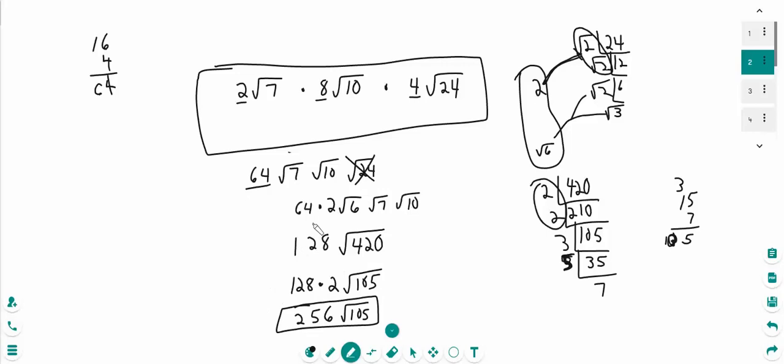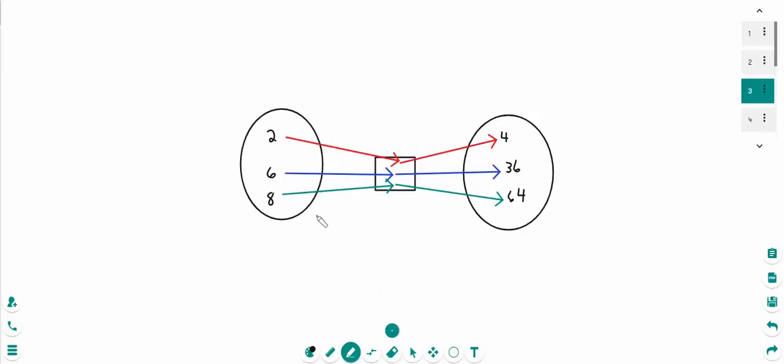Should be pretty easy. Okay, now we need to talk about functions again. We talked about functions in a previous lesson. We're going to review that a little bit today and then talk about the differences between a function and a relation.